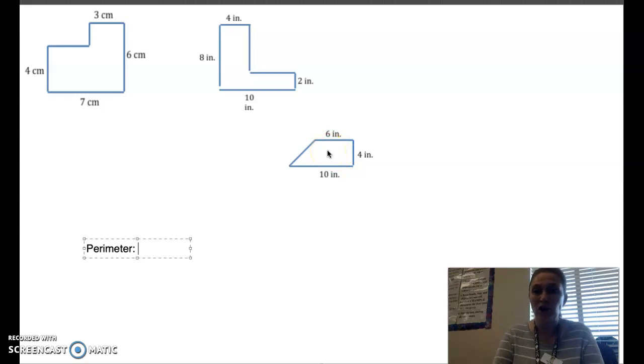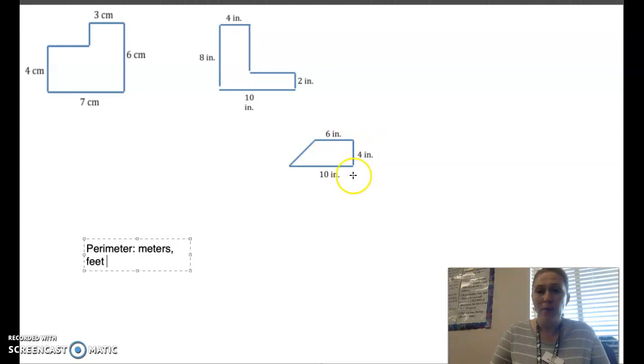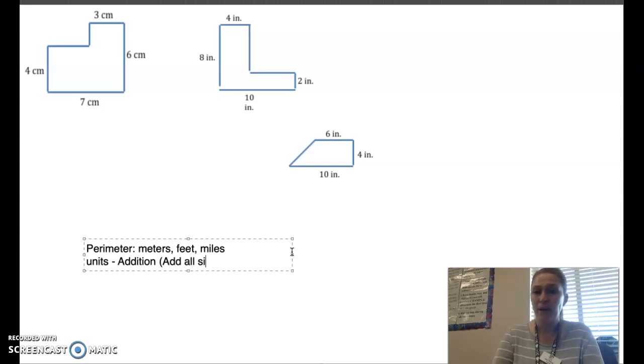Units on perimeter are just things like meters or feet or miles. There's nothing squared. Our units are just units, and we use addition. We add all the sides. So sometimes it's a matter of figuring out what that side length is so that we can add that side.